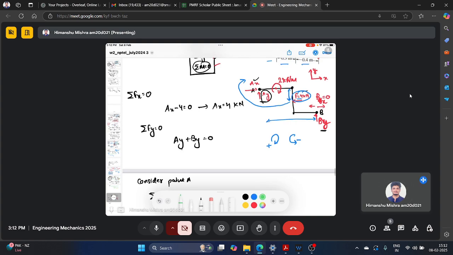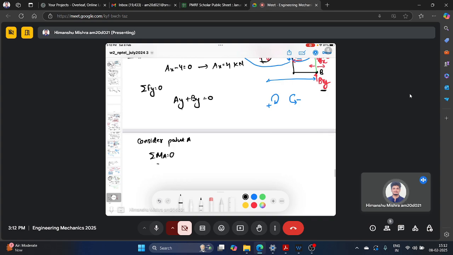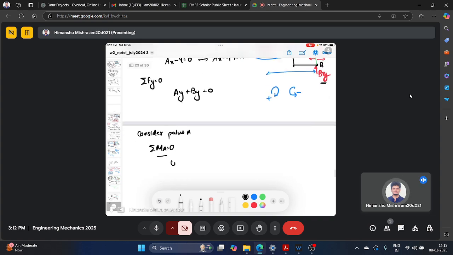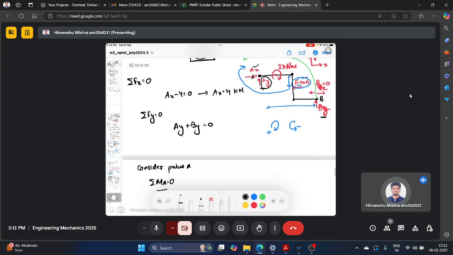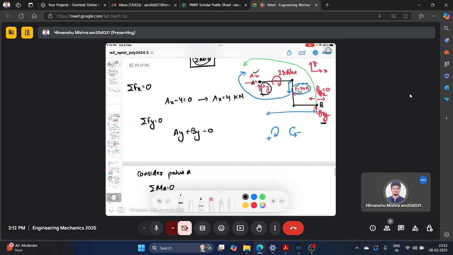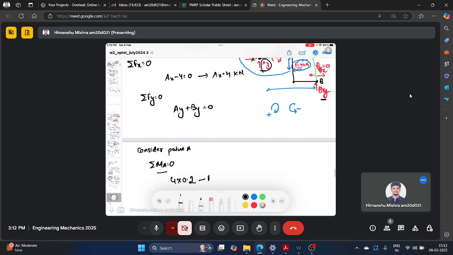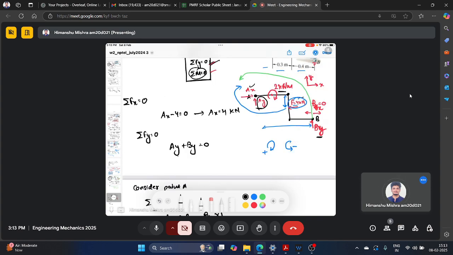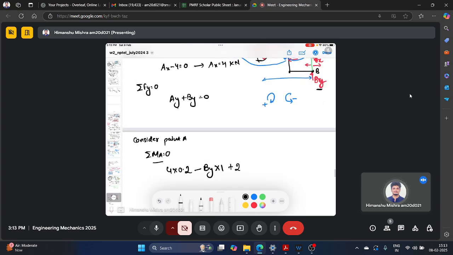Similarly, By is towards the top, plus y direction, and it will rotate like this about point A, and you can see it's a counterclockwise movement. So from this we will get 4 kilonewton multiplied by its perpendicular distance, which is 0.2. It's a positive movement. Then minus By multiplied by 1. And then we have to consider this movement, which is in the clockwise direction. This is a couple. So it will be direct, plus 2 equals 0.